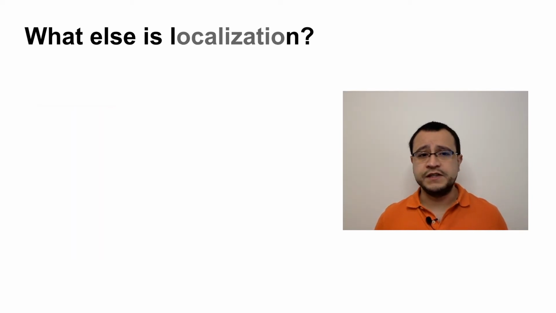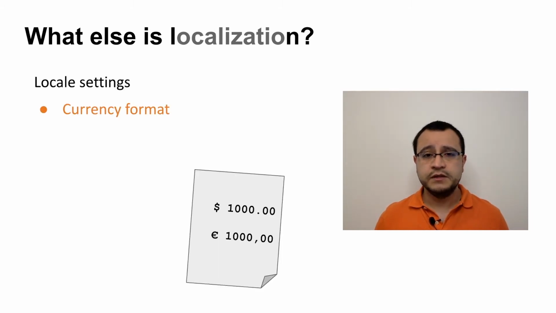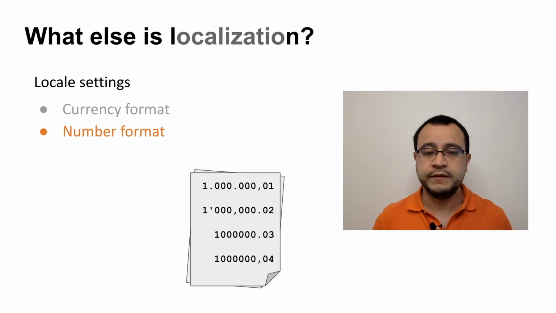What else is localization? Localization is currency format. This means the use of decimal points or commas as the decimal separator. It also means what symbols are going to be used to separate millions or thousands. And of course, the symbols for our currencies, the dollar sign, the euro sign, among others. Localization is also number format, very similar to currency, but without the currency symbols.